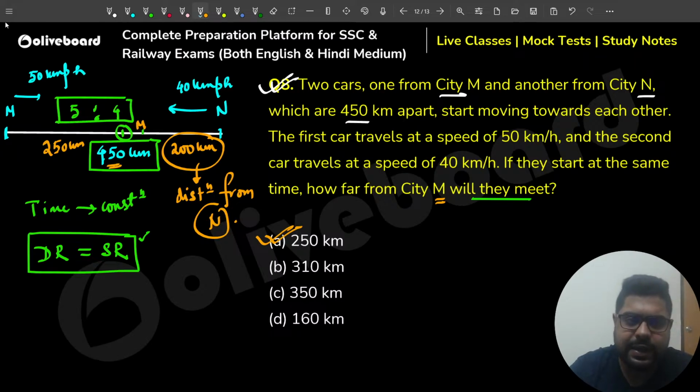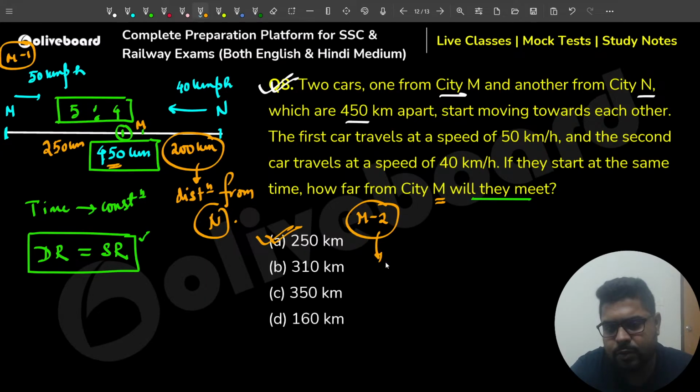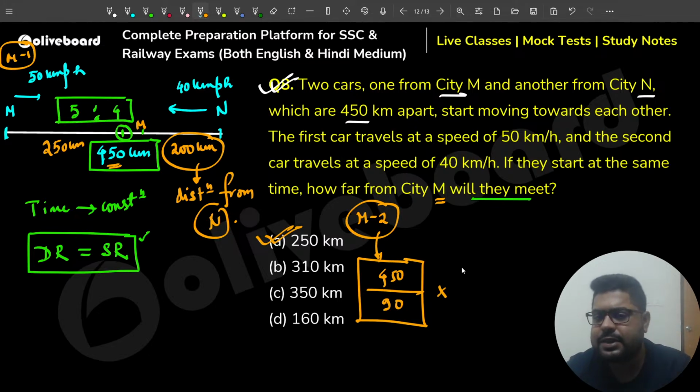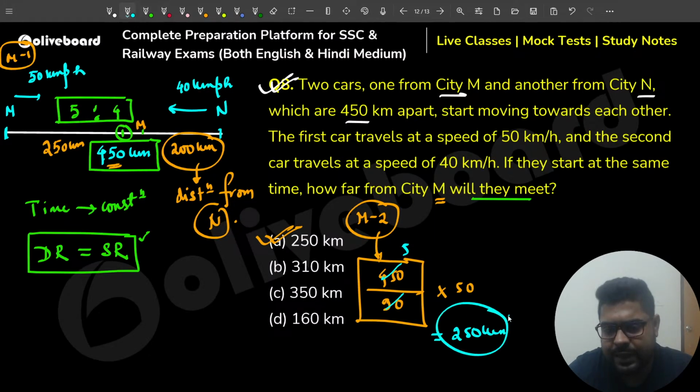Sir, is there any other way? This is method number 1. This is my preferable method. Sir, definitely there are other ways. Method 2: what will be the time for them to meet? Distance divided by their relative speed, which is 90. This is the time. In this time, whatever distance the first car moves, that is the answer. So you can calculate, sir. 5 fives are this, 5 times 50 is 250. Now again, I've done this very shortly. Again, this has a couple of concepts which you can use.